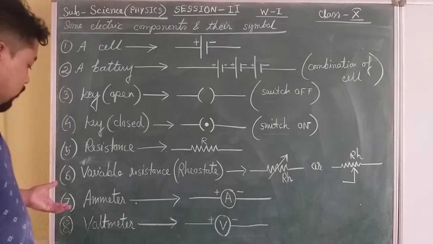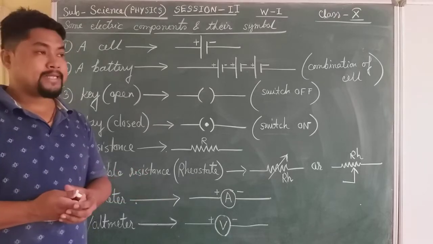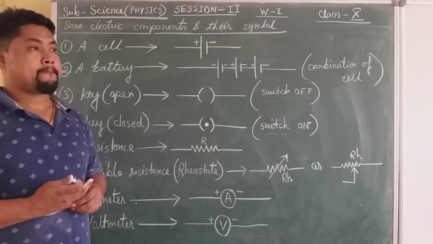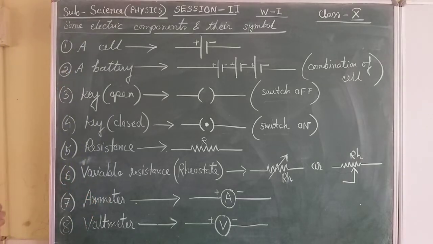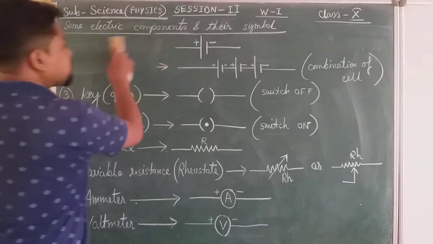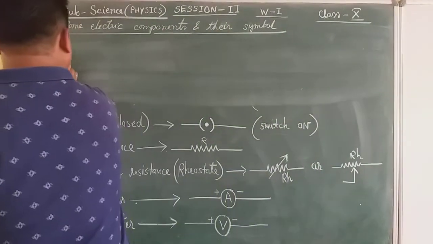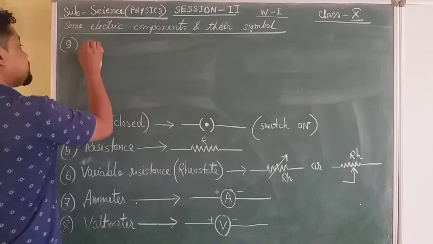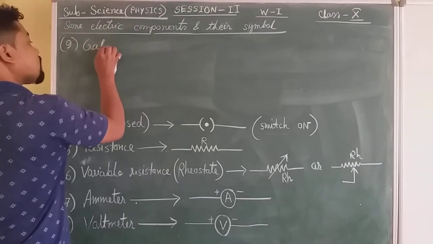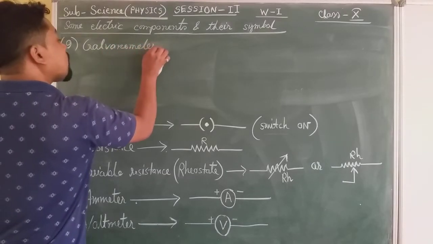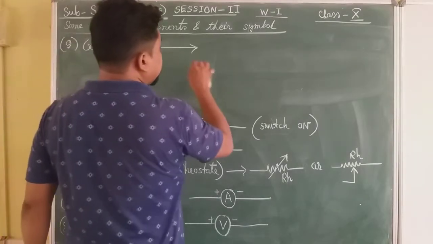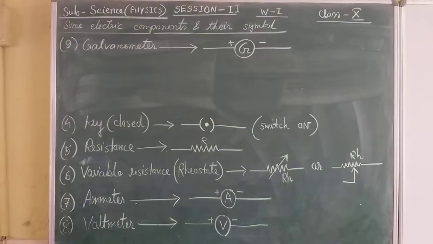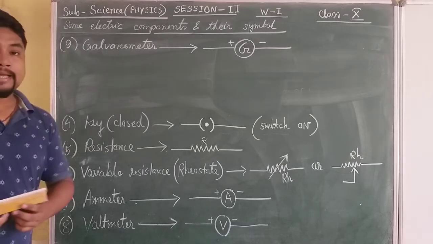One more device, one more instrument used to detect the direction of electric current, or the presence of electric current, is known as a galvanometer, right? Number 9, sorry. Galvanometer. And the symbol of galvanometer is like this. G, positive, negative. Okay.